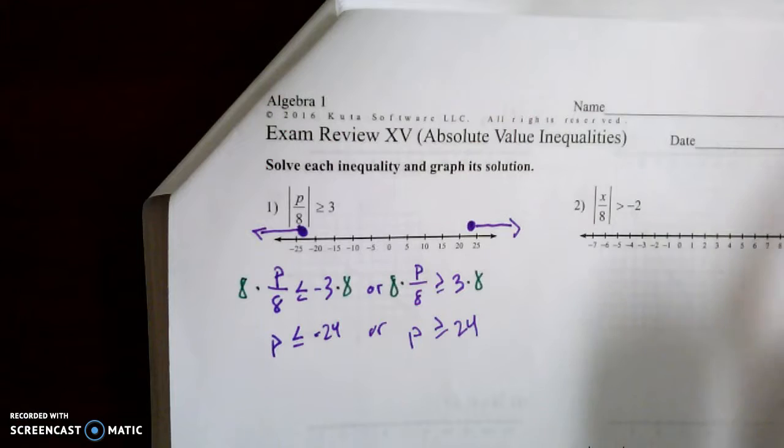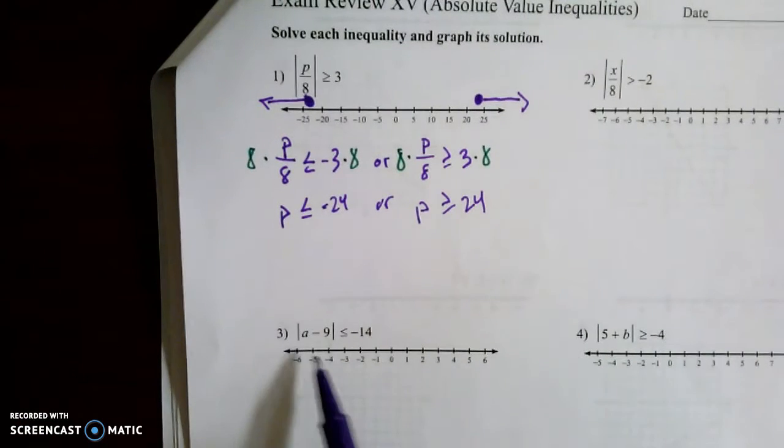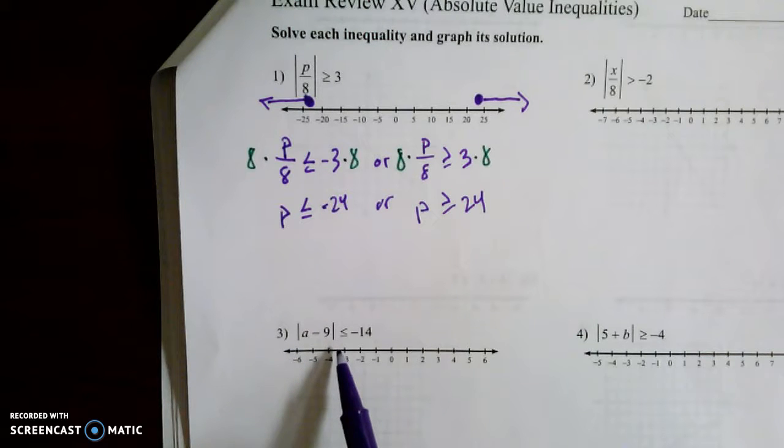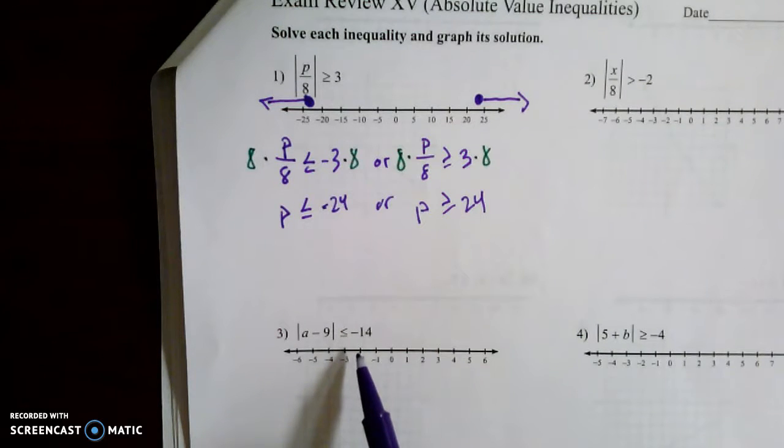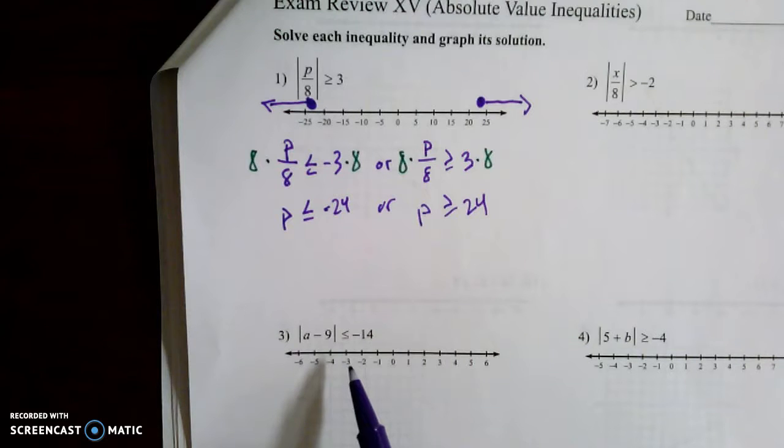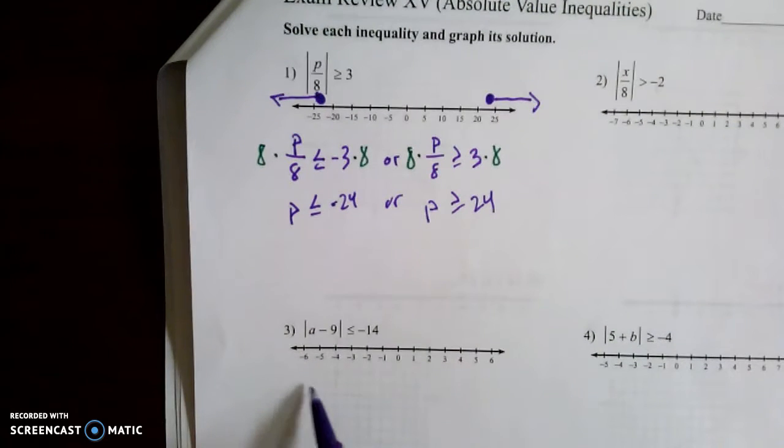Let's look at another one that's a little bit different. Down here, we've got absolute value of a minus 9, whatever it is, it has a distance from 0 on the number line that's less than negative 14. Well, that would mean it'd have to be negative 15 or negative 16 or negative 17, but nothing can have a distance from 0 on the number line that's less than a negative number. So this one has no solution.